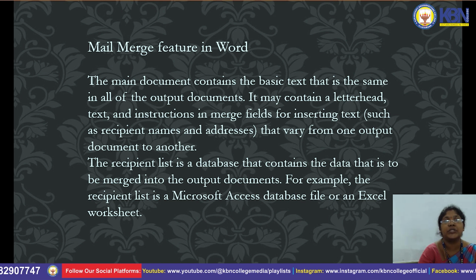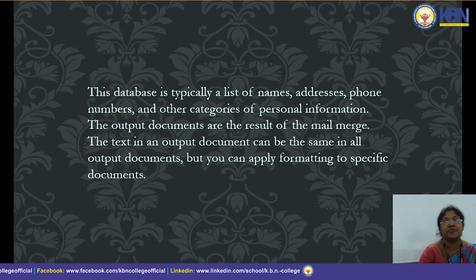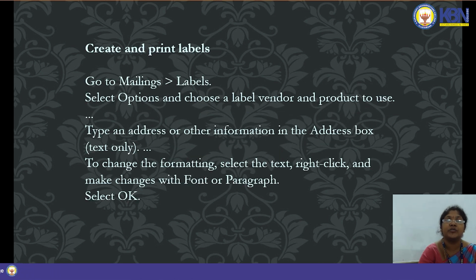So here we need two things. First one is a main document, and second one is the database of recipients. A recipients list means the addresses where I should send it, the information about the recipients. These are the different things we need. The database is typically a list of names, addresses, phone numbers or mail IDs, whatever. So I can merge the main document and the recipients' information. After that you will get the merged individual letters, and you can edit those also.